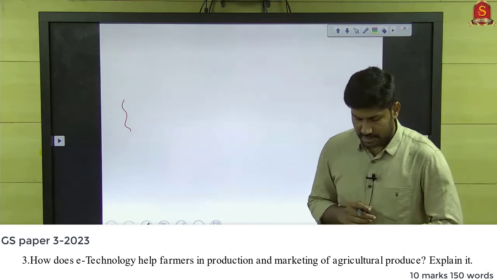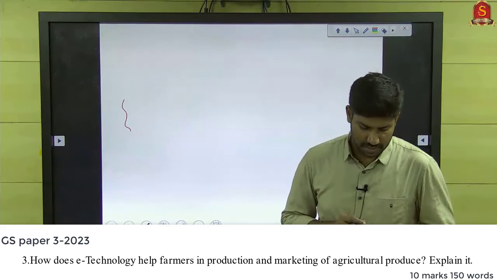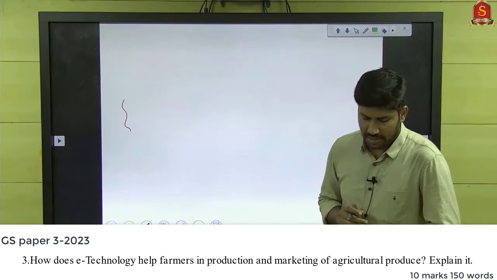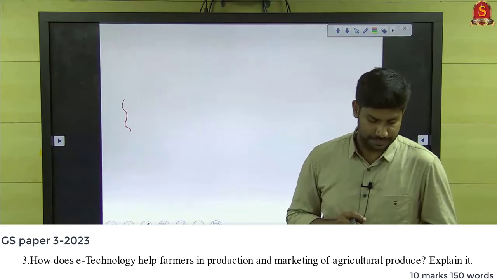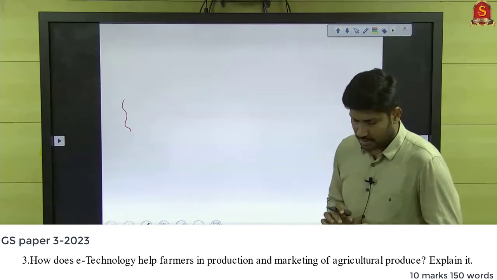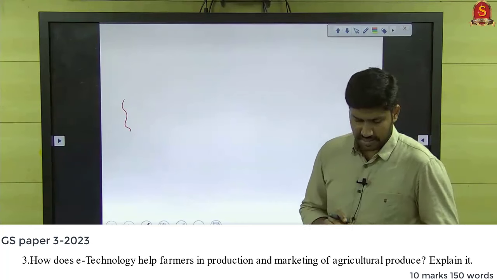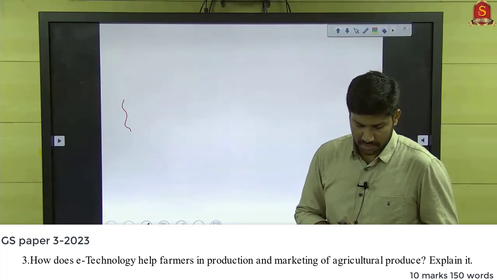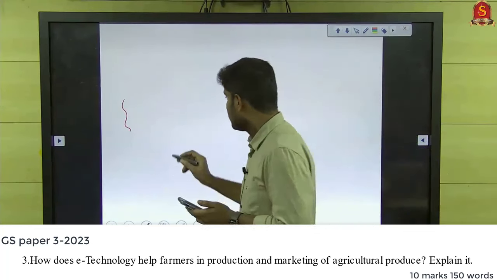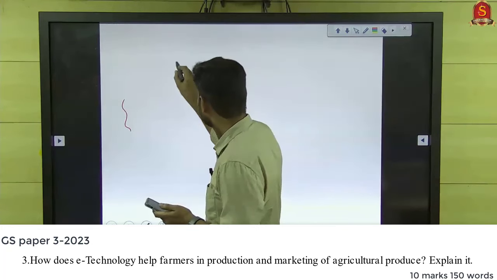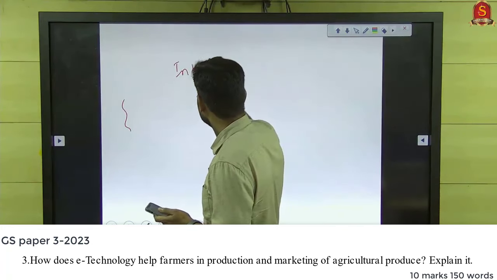How does e-technology help farmers in production and marketing of agriculture produce? Explain it. So this question is about the importance of e-technology in agriculture for production and marketing. So first you can give the answer structure for this question. An introduction, a general introduction.